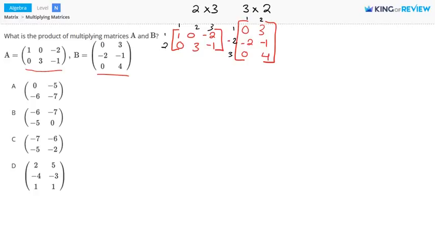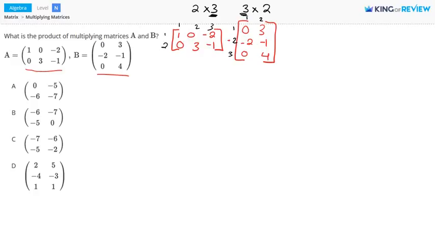The product of two matrices is defined as long as the number of columns in the first matrix is equal to the number of rows in the second matrix. These numbers must be equal in order to multiply the matrices together. In this case, both of these numbers are 3. Therefore, we can go ahead and multiply the matrices together.